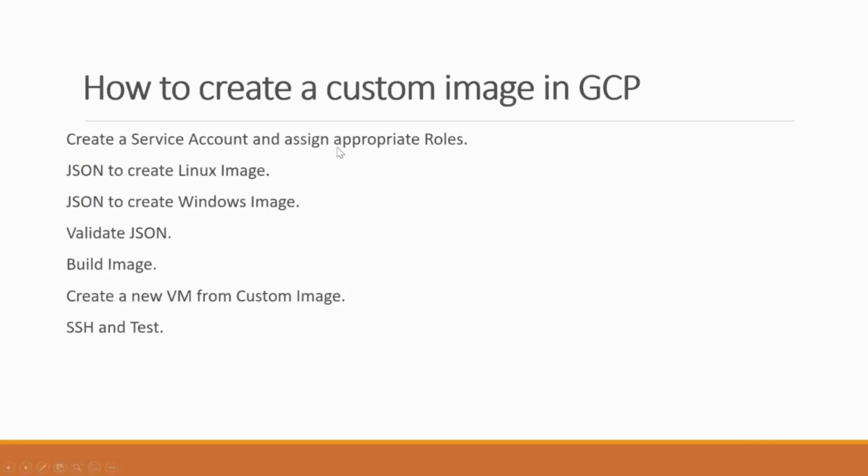So how do you create a custom image in GCP? These are the steps that you need to follow. The first step is that you create a service account with appropriate roles. Then we write our template in JSON format to create the Linux image. Similarly, you can create a Windows image. Then we run the Packer validate command to validate that our configuration is fine, and then we run Packer build to create the image. Once your image is created, we create a new VM from that custom image, and then we do an SSH test or verify it in either way.